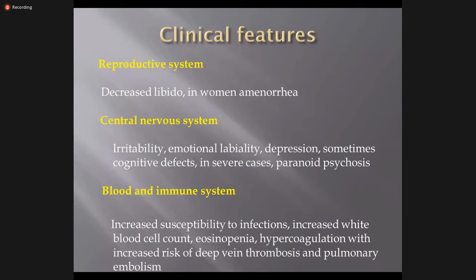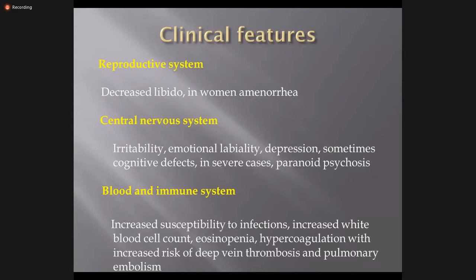On the reproductive system, it causes a decrease in libido and menstrual abnormality in females, that is amenorrhea. As far as the central nervous system is concerned, there might be irritability, confusion, depression, and cognitive defects. The patient might be in a psychotic state in marked Cushing syndrome.